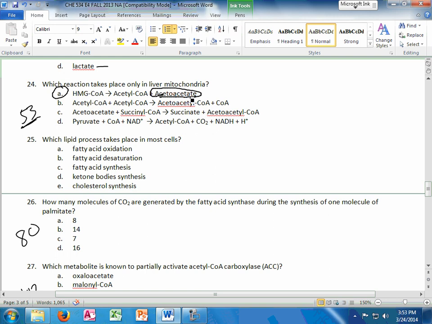If it's using a ketone body, you know it can't be the liver. If it's the reaction that makes hydroxybutyrate, that could be another one that only takes place in the liver. Fatty acid synthesis, only liver. This is mainly talking about ketone body sort of stuff. Let's see, this lipid process takes place in most cells. We just said fatty acid synthesis is liver specific, so are ketone bodies, so is cholesterol. So these are all pretty specialized functions, but fat burning can be done by most of the body.